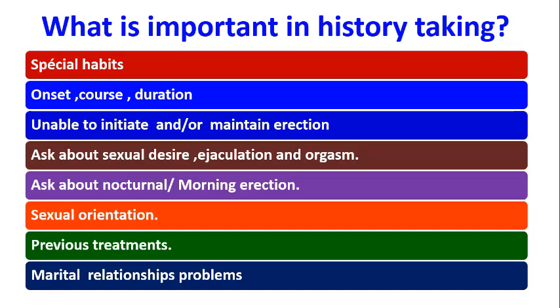The most important points in sexual history and reproductive history include the special habits, onset, course, and duration of the complaint, asking about inability to initiate and/or maintain erection, asking about sexual desire, ejaculation, and orgasm, asking about nocturnal or night erection or morning erection, asking about sexual orientation, asking about previous treatment, and asking about marital relationship problems.